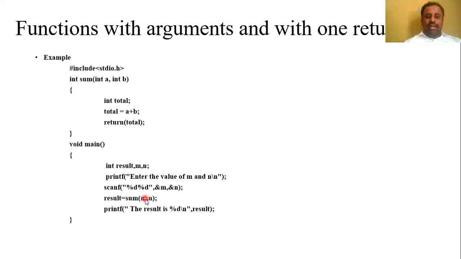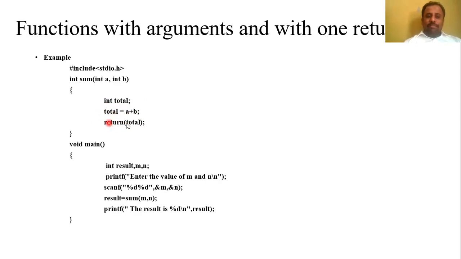So in sum, I'm passing the arguments m comma n. Once it's called, immediately it will go and execute the function definition, with a comma b. So here there are two arguments. What is the m value? 5 is stored in the a variable. What is the n value? 10 is stored in the b variable. Then int total, a local variable, total is equal to a plus b. What is the a value? a value is 5, b value is 10, 5 plus 10, 15, 15 is stored in total.